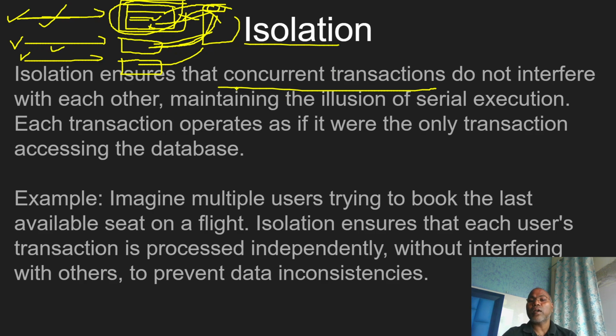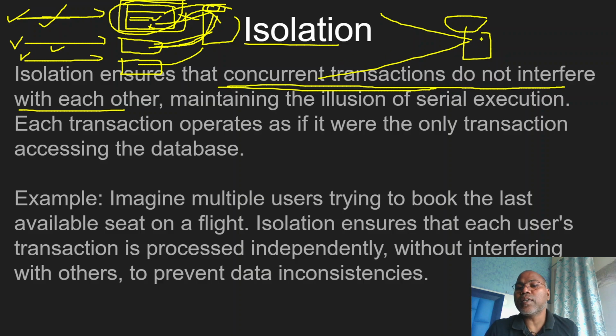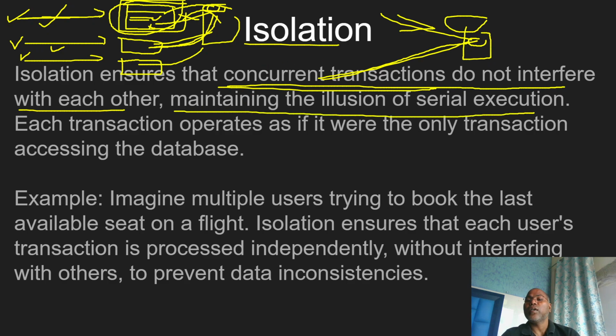So concurrent transactions do not interfere with each other. Whenever two transactions are happening, neither is able to see the other's data. Why is this a concern? Because both are writing to the same shared database, and there might be a chance one can read data while the other transaction is not yet committed. So these concurrent requests are handled by isolation, maintaining the illusion of serial execution.